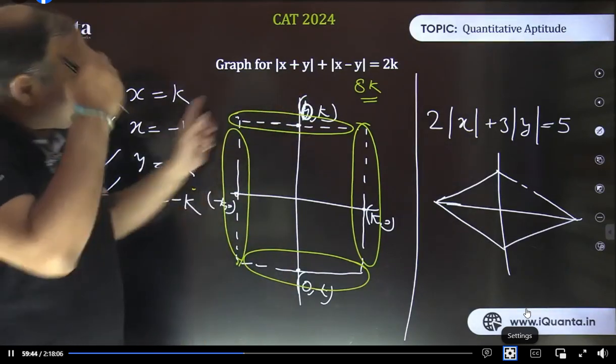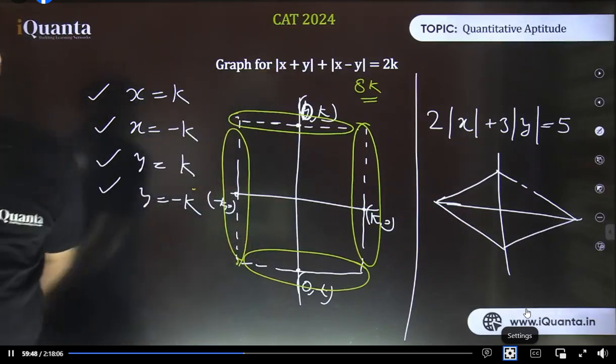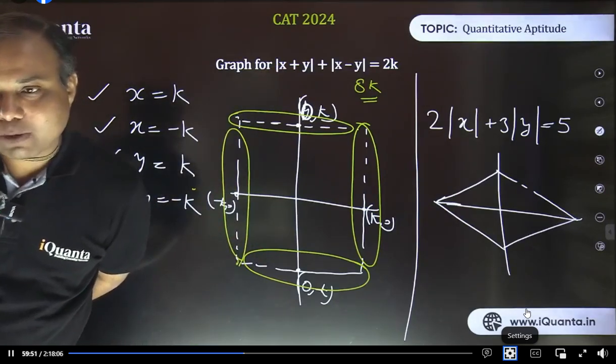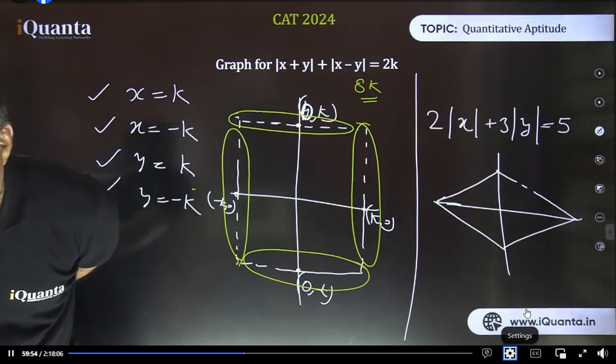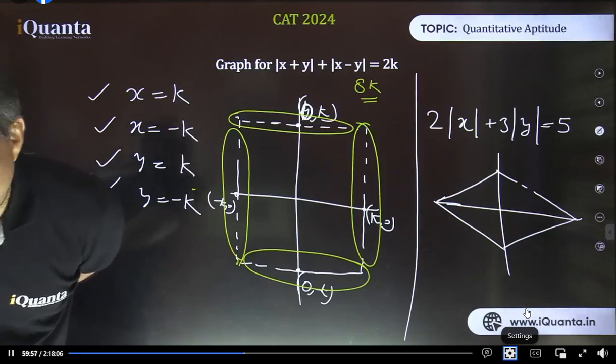Okay. What about the area of this region? Area bounded by this graph. 8k is the correct answer here. Now I'm asking about the area bounded by this graph. Rutuja: Sir, how to know the shape will be rhombus or square?